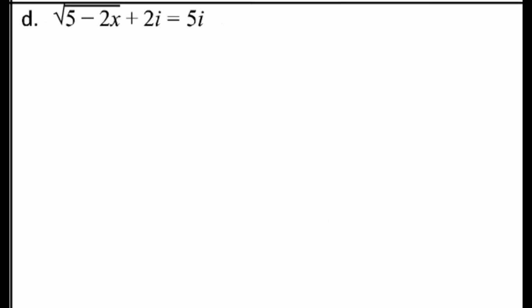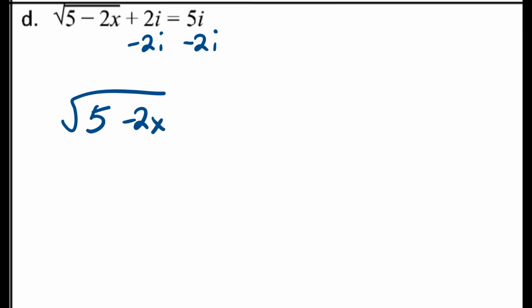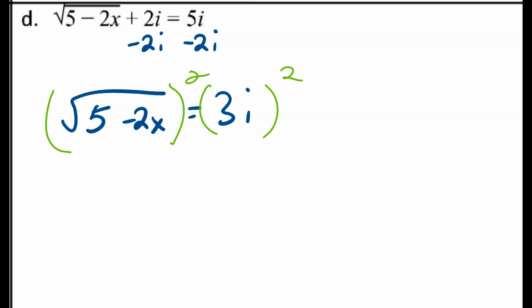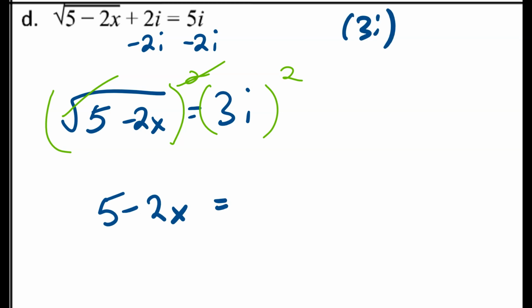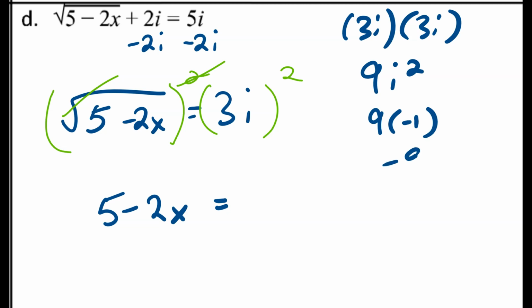Now for the last equation, this combines both imaginary numbers and square root equations, but I'm still going to apply those same rules where I first want to isolate the radical, and I can combine those like terms because they're both imaginary, and I'm going to square both sides because that gets rid of the radical here. So I'm left with 5 minus 2x, and then think about what 3i squared would be. Well, 3 times 3 is 9, i times i is i squared, and i squared is just negative 1, so 3i squared would just simplify to negative 9.